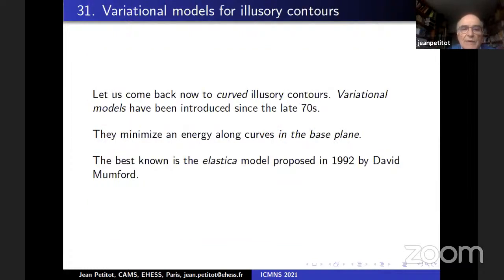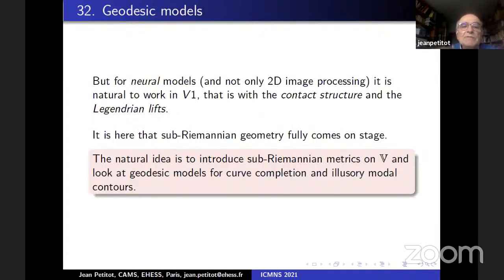Okay, and now in the last part of my talk, I will come back to curved illusory contours. Variational models have been introduced since the late 70s. They minimize an energy along curves in the base plane, and the best known is the Elastica model proposed in '92 by David Mumford. But for neural models, and not only 2D image processing, it is natural to work in V1 with its contact structure and the Legendrian lifts. And it is here that sub-Riemannian geometry fully comes on stage.